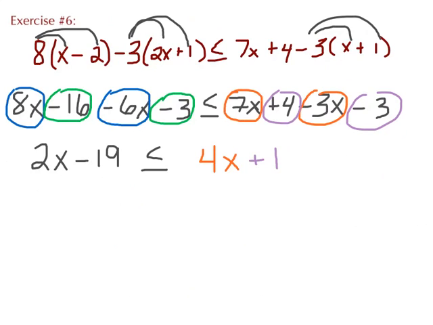One of the things that I like is always making sure that my variable is out front. So it may involve dealing with negatives, but that's okay. So I'm going to minus 4x.